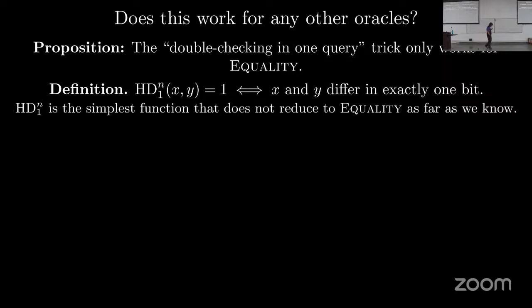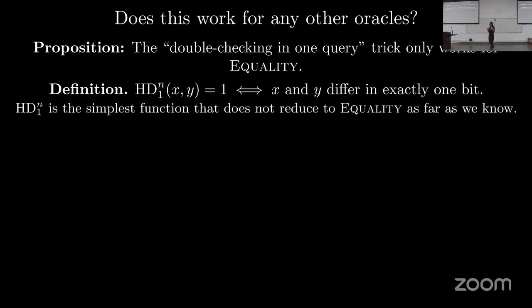And so this is not really satisfying, right? We want something stronger. We want to say that for other oracles, we need to use something like majority vote, right? To that end, we consider the function Hamming distance 1, which asks for x and y if they differ in exactly one position. This can be thought of as the next simplest thing after equality.